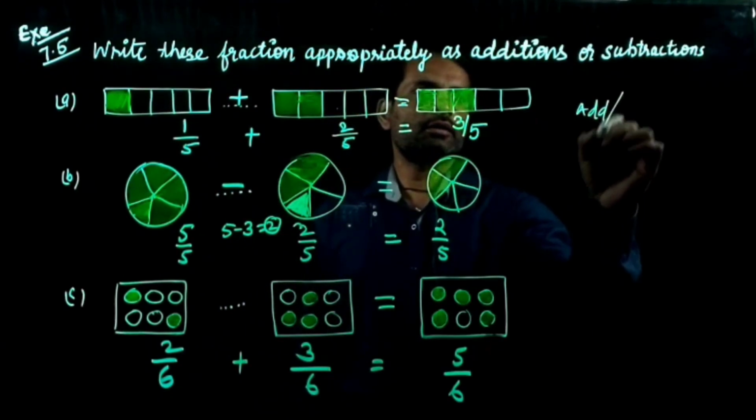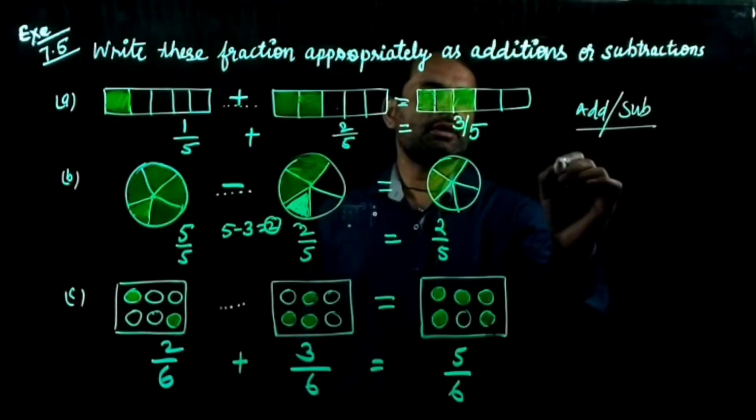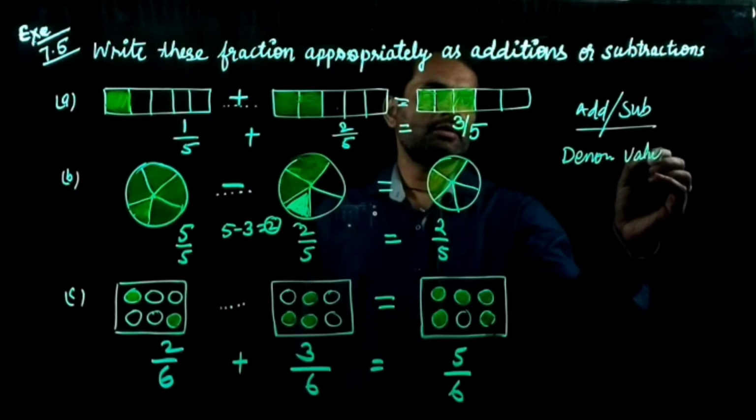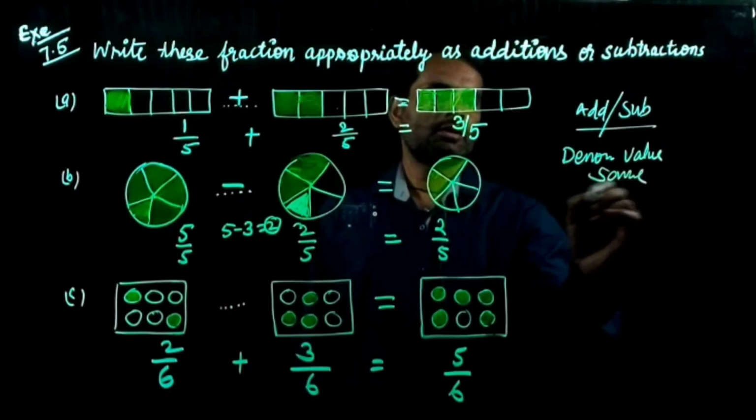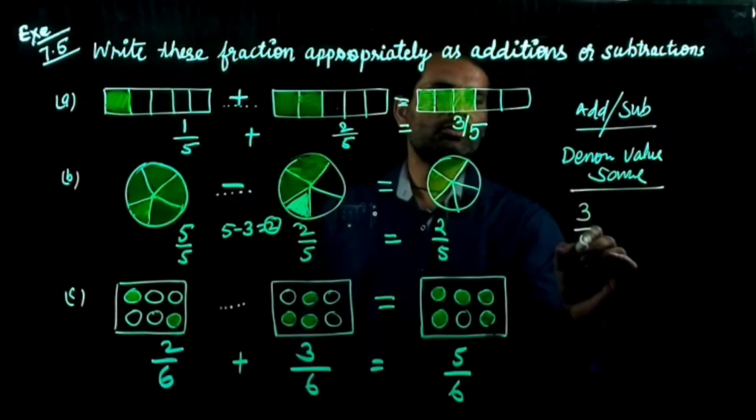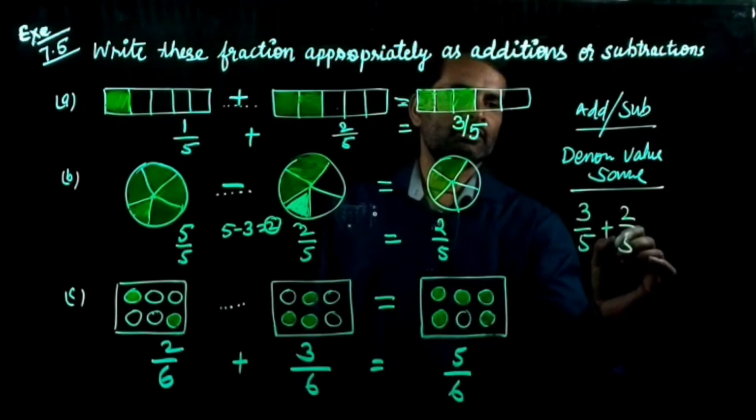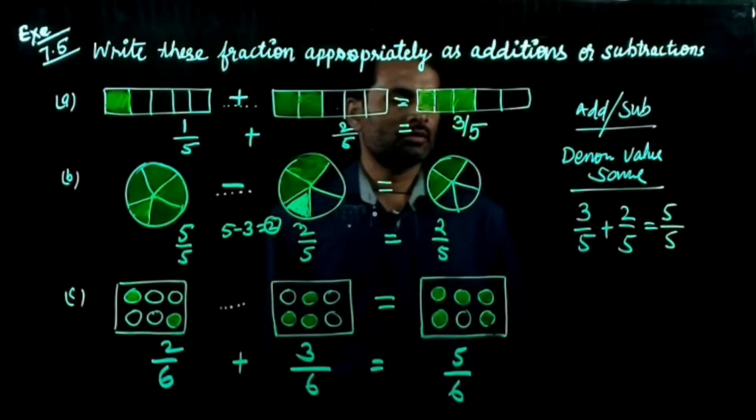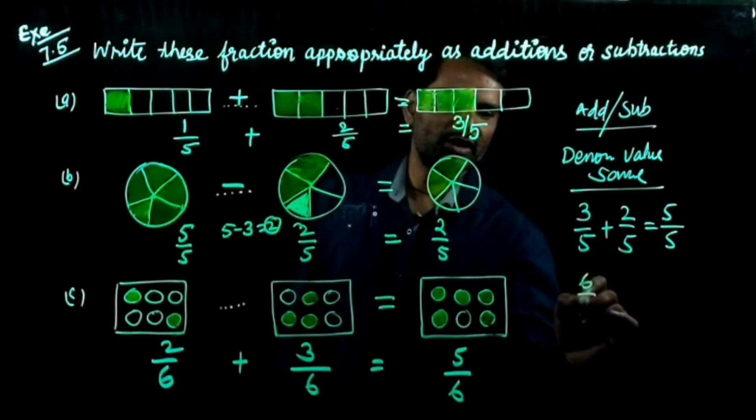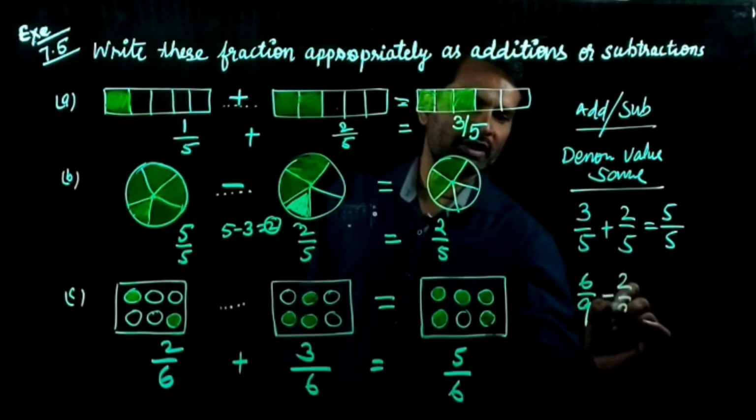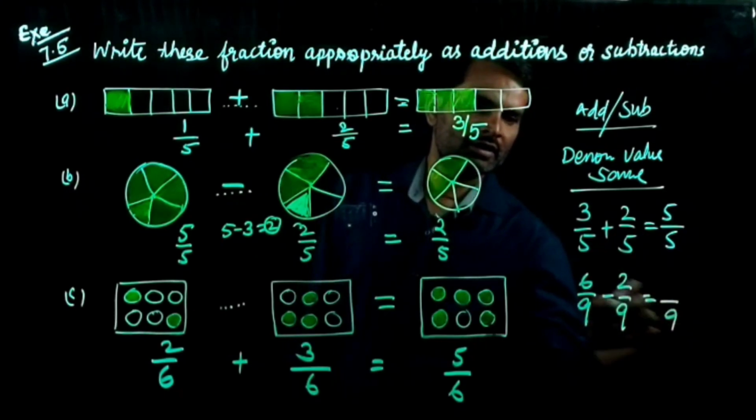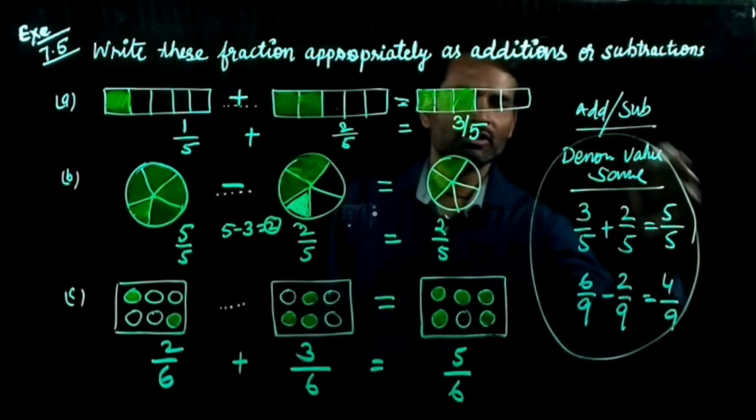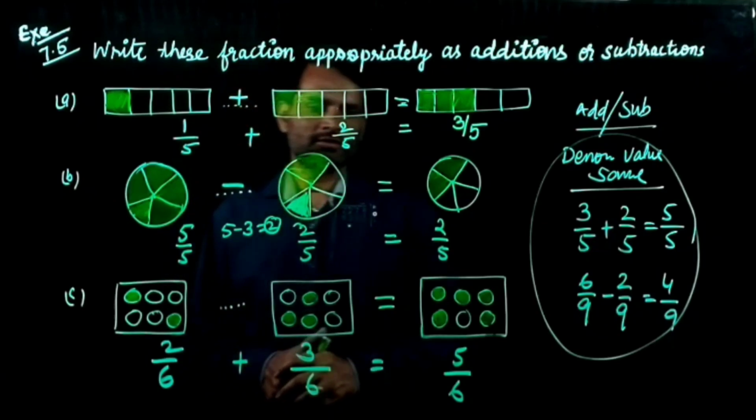In addition and subtraction, you first check that the denominator value is the same. Suppose 3 upon 5 plus 2 upon 5 is equal to, they are the same quantity, so 5 upon 5. Now 6 upon 9 minus 2 upon 9, that is 6 minus 2 is equal to 4. This is the type of example of these questions in the exercise.